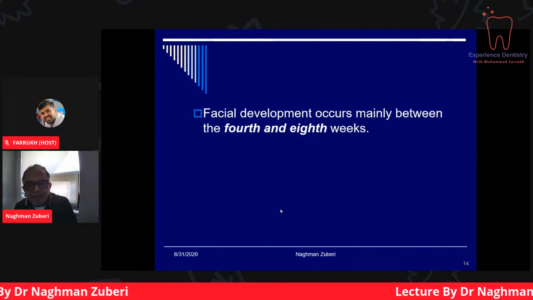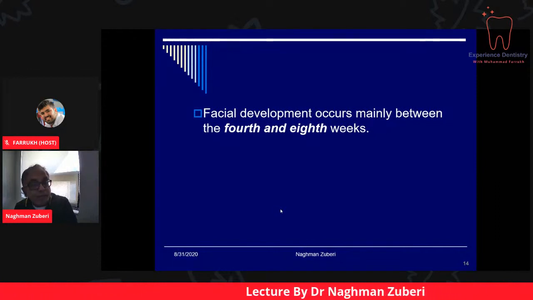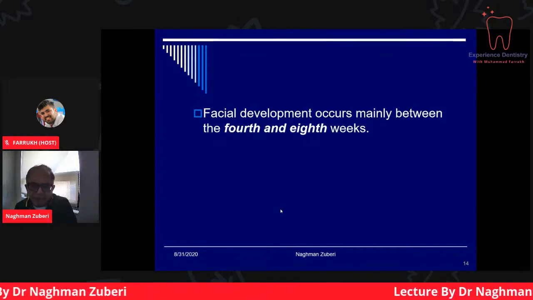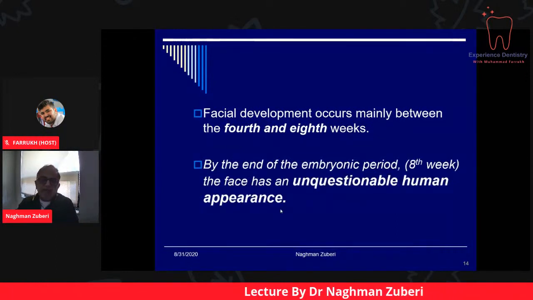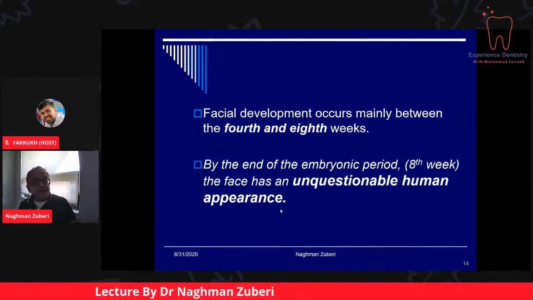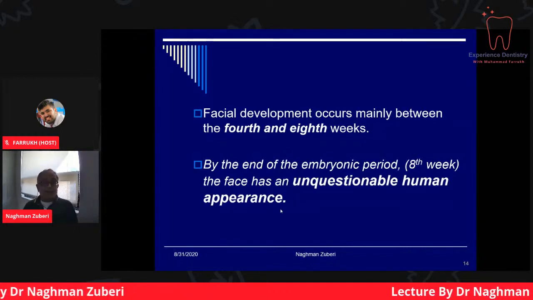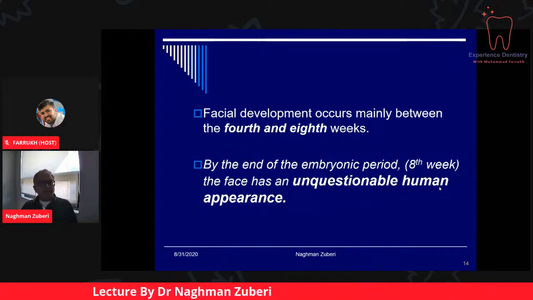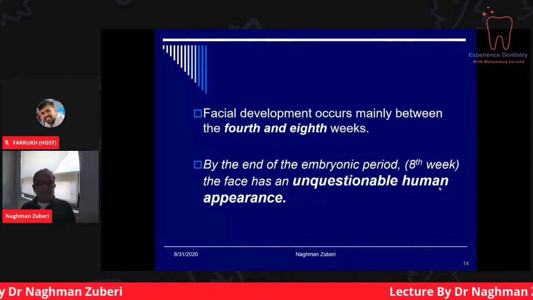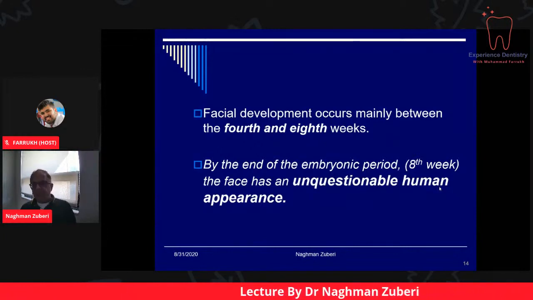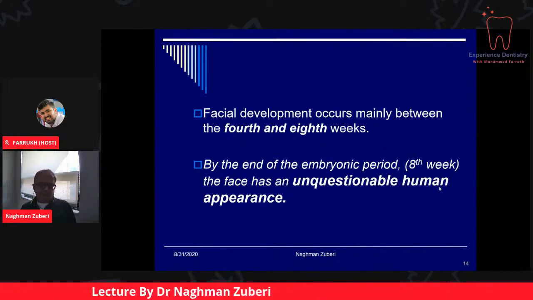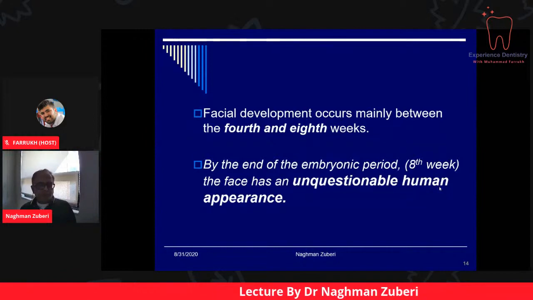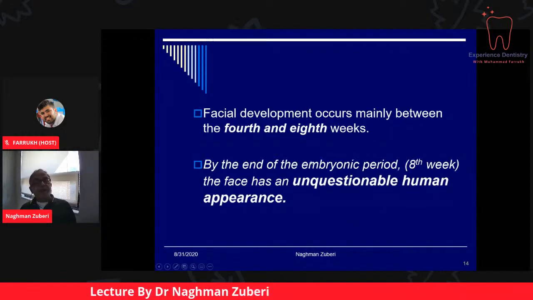Facial development occurs mainly between the 4th and the 8th weeks. Some authors say that it prolongs up to the 9th week. By the end of the embryonic period, that is the 8th week, the face has an unquestionable human appearance. This is the time when most of the face has the same appearance as a human face. Definitely there will be some development and postnatal growth, but you can say the blueprint is there.